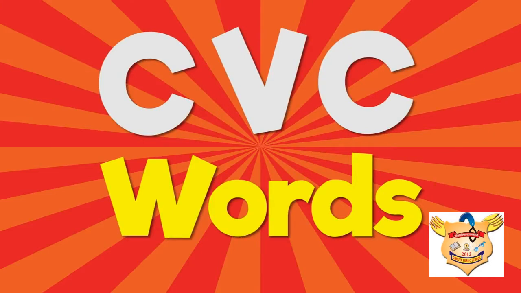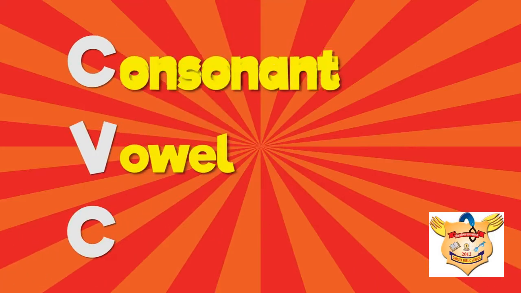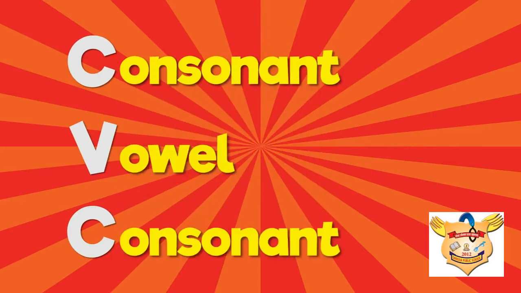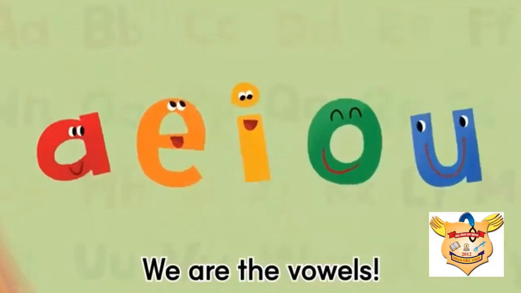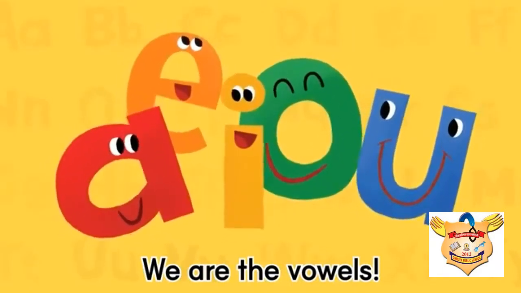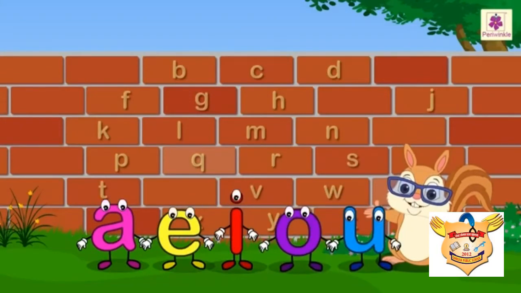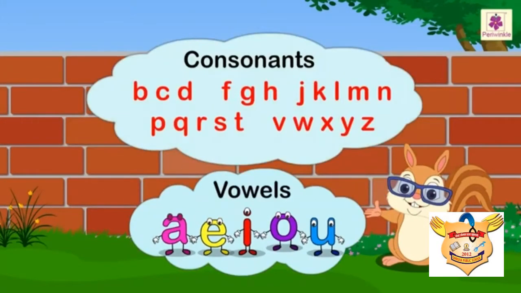Now, what is CVC pattern? Let's understand. C means consonant, V means vowels, and again C means consonant. So, CVC means consonant, vowel, consonant. You remember now vowels are five special letters: A, E, I, O, U. And all the remaining letters are called consonants.